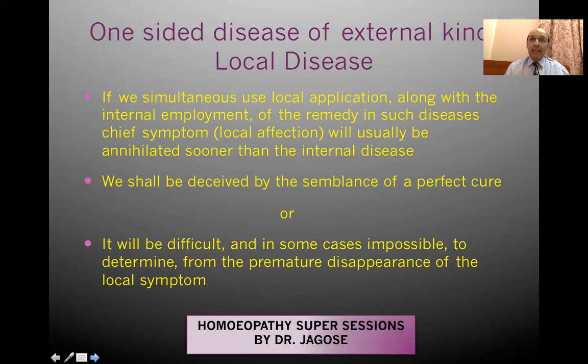Why? Because the cause which lies internally in the form of miasm, either psoric miasm, psychotic miasm, or the syphilitic miasm, is still active. You haven't taken care of the active miasm internally in the body. Or it will be difficult and in some cases impossible to determine from the premature disappearance of the local symptoms. So naturally, if you apply a local application, the local symptoms may disappear prematurely and the internal cause is still remaining active, and you're quite happy now that the lesions have disappeared and the patient is all right. Therefore, Dr. Hahnemann says you shall be deceived by the semblance of a perfect cure.